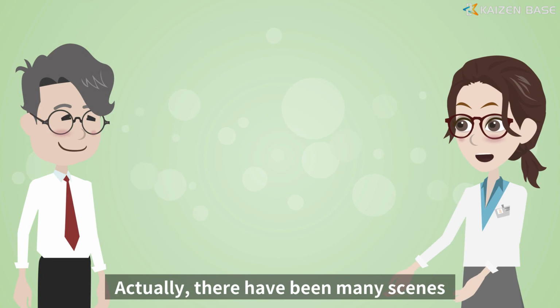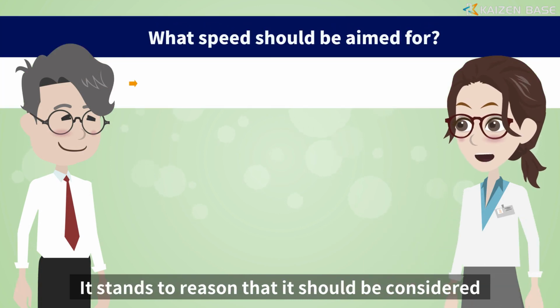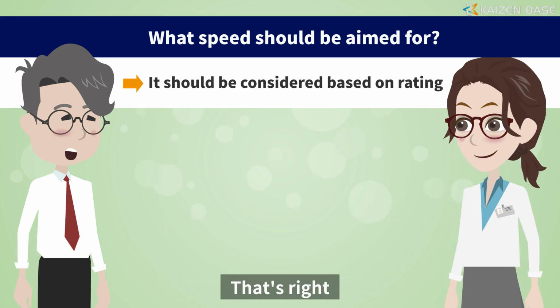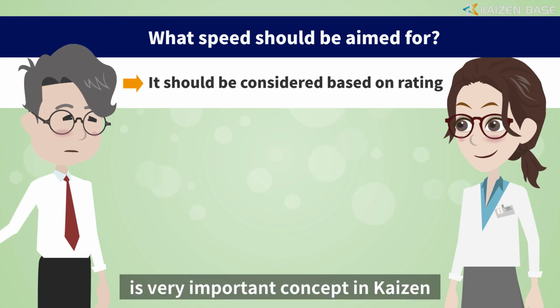Actually, there have been many scenes where I was not sure about what speed should be aimed for. It stands to reason that it should be considered based on rating, doesn't it? That's right. The perspective of rating is a very important concept in Kaizen.